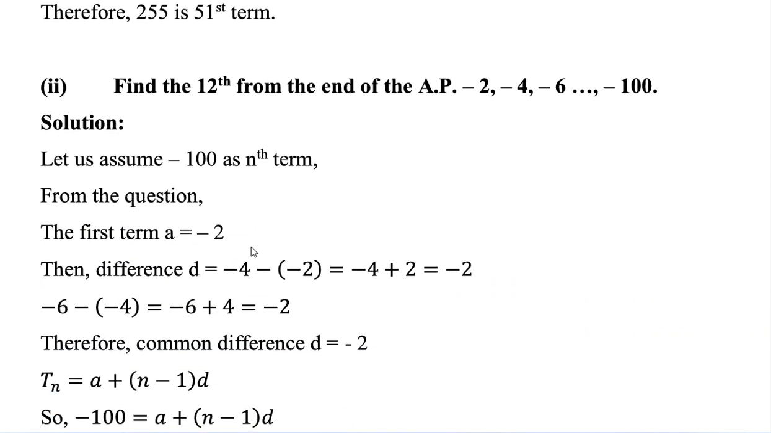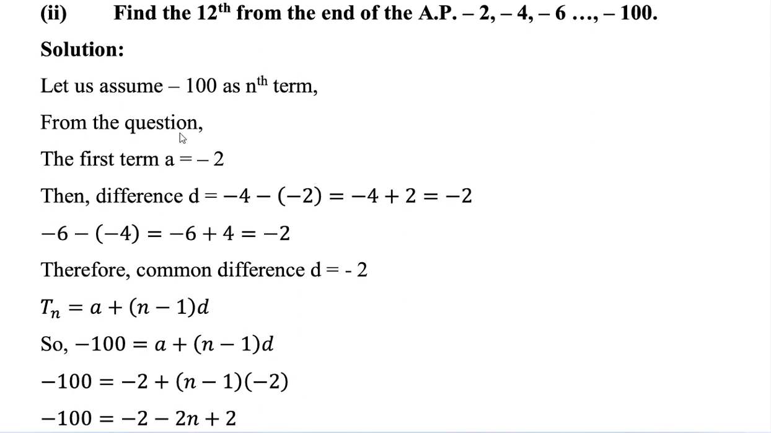And next, come to the next problem. Find the 12th term from the end of the AP minus 2, minus 4, minus 6, ..., minus 100. Okay, so let us assume that minus 100 is the nth term. So A is minus 2. D is minus 4 minus minus 2, that comes to minus 2.